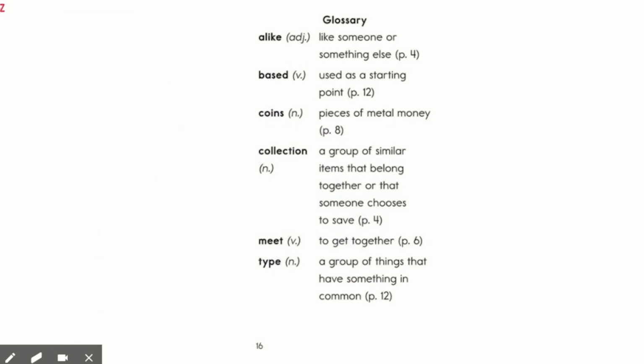The glossary at the end of the book tells what the bolded words mean from the story. Alike, like someone or something else. Based, used as a starting point. Coins, pieces of metal money. Collection, a group of similar items that belong together or that someone chooses to save. Meet, to get together. Type, a group of things that have something in common.